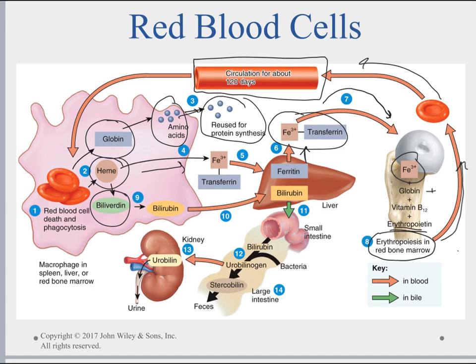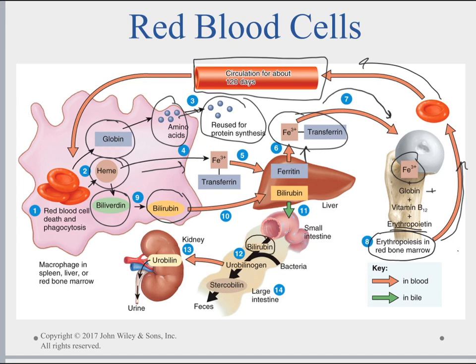Well, we still have this waste product, biliverdin. Biliverdin is going to get converted to bilirubin. Now, again, we're in the liver. The liver is going to kick it into the small intestine, so that hepatic portal system. And then the small intestine is going to break it down further.